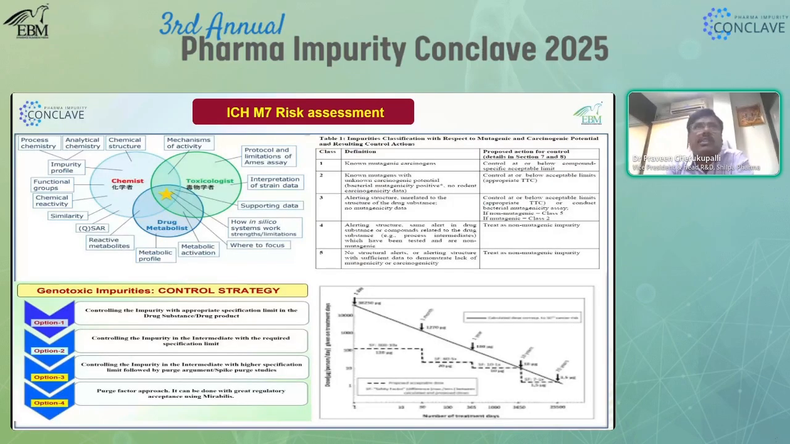So whenever you are fixing the specification, all the impurities you are covering need to be subjected to QSAR verification, where after that, whenever the QSAR is positive, obviously you have to control them as per the ICH M7 guideline. If you are unable to control, you have to go for the Ames test. Then you have to prove that that impurity is not mutagenic and can be treated as a normal impurity.